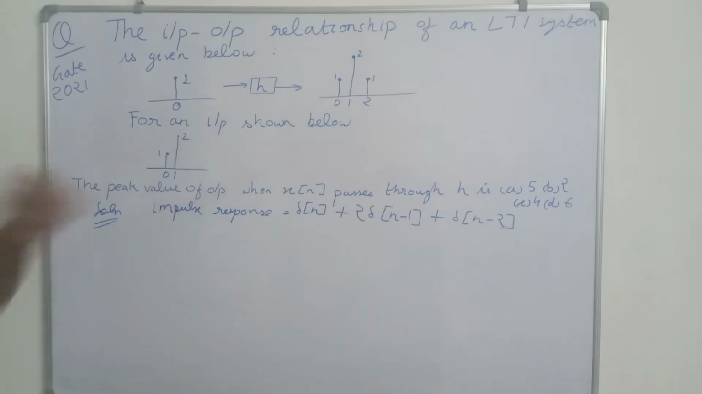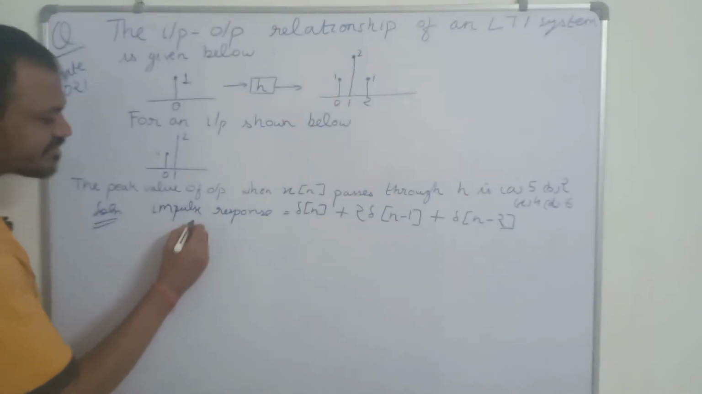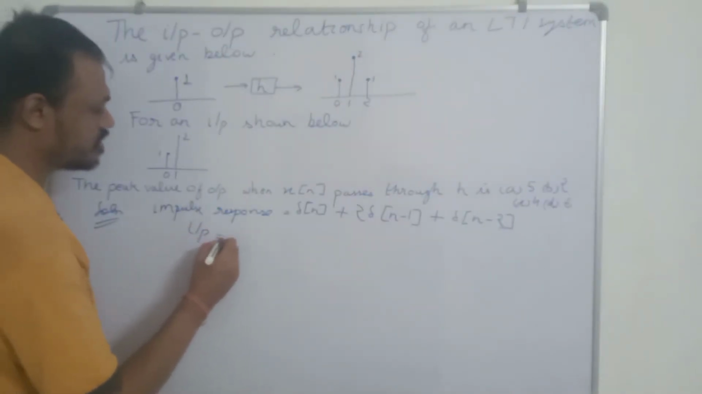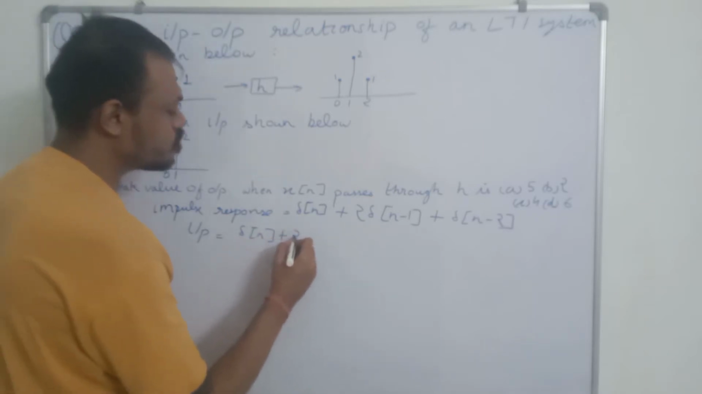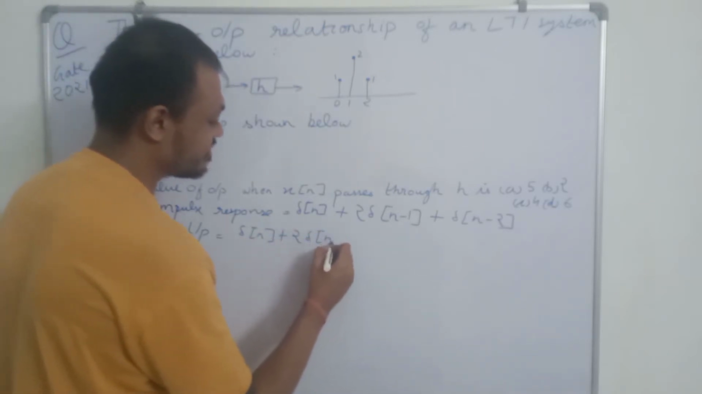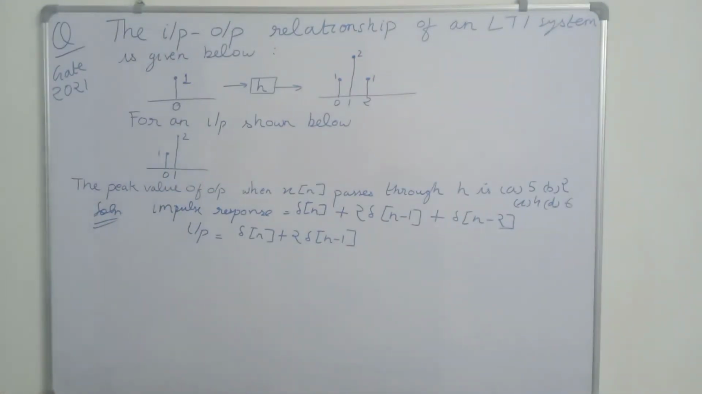Now the input is shown below. So the input consists of two impulses. There is one impulse at time t equal to 0 and another impulse at time t equal to 1. So input is equal to delta n plus 2 delta n minus 1. So we now know the input as well and we know the impulse response as well.